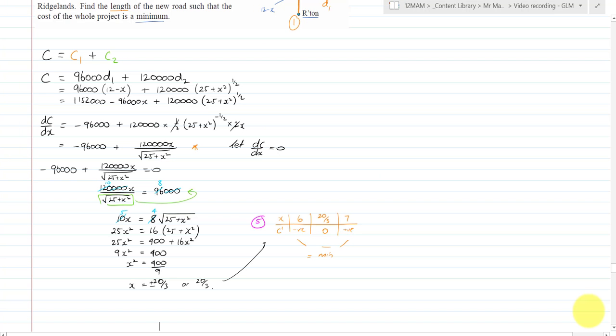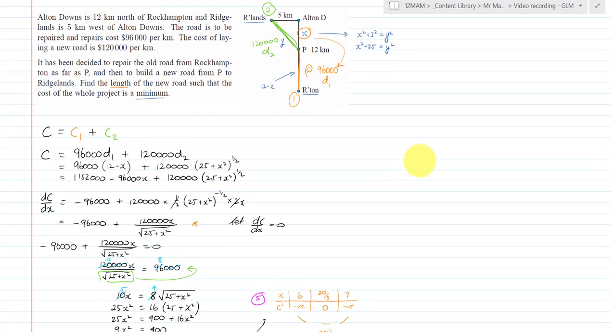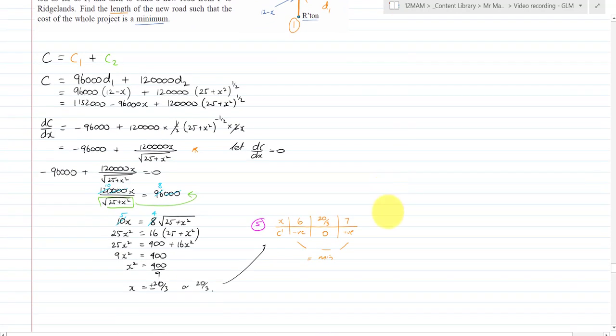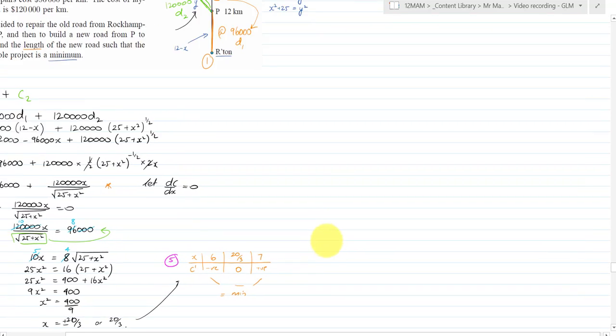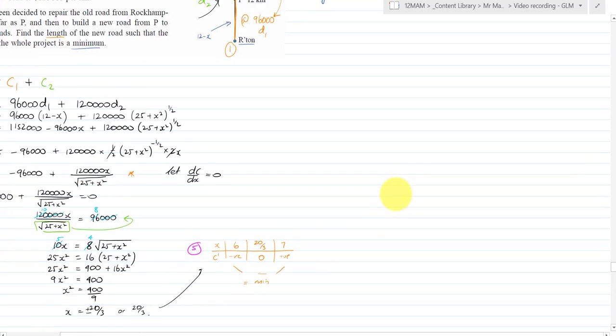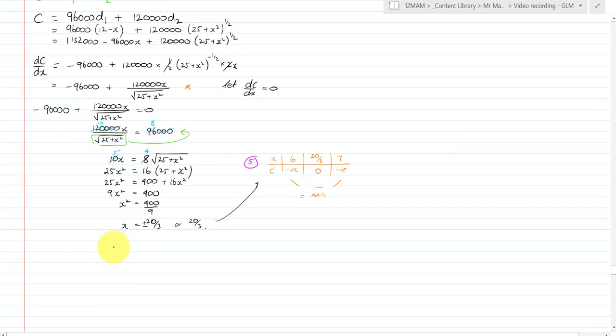Okay, now the question has asked us to find the length of the new road such that the cost of the whole project is a minimum. And the new road is our y value. So we're trying to find the length of the new road, which is y. So let's go back and find our y given our x value here. If we had actually read the question initially and interpreted it a little bit better, I could have done this for y, which might have worked out a little bit quicker, but it's not major because I know that y squared is equal to x squared plus 25. So therefore I get y squared equals x squared plus 25.